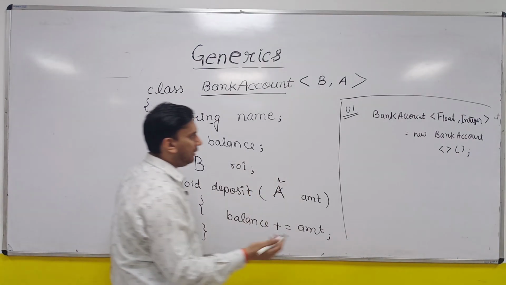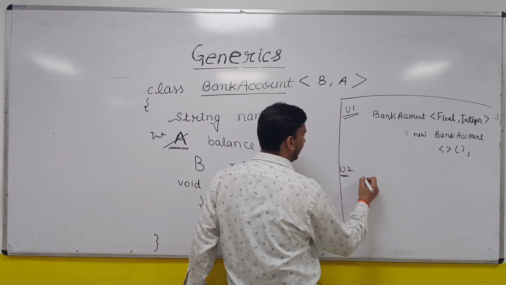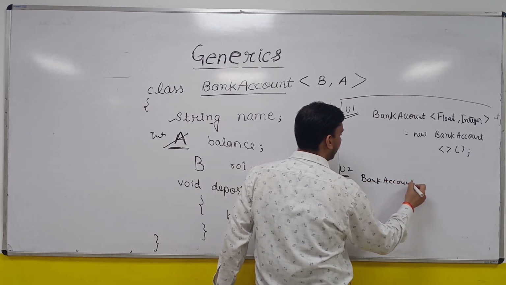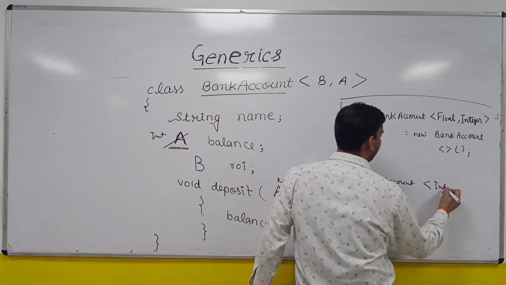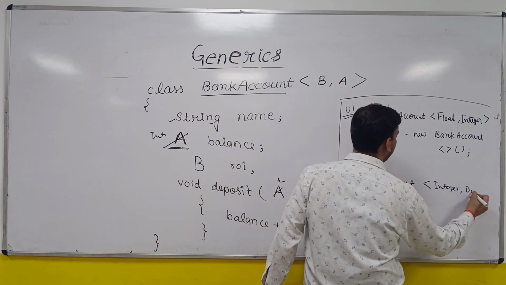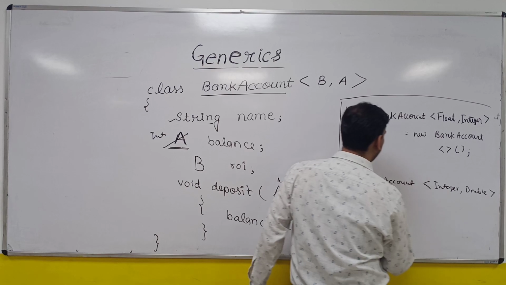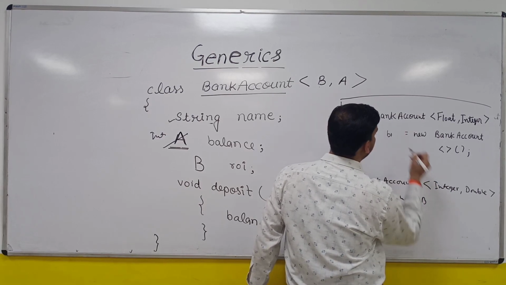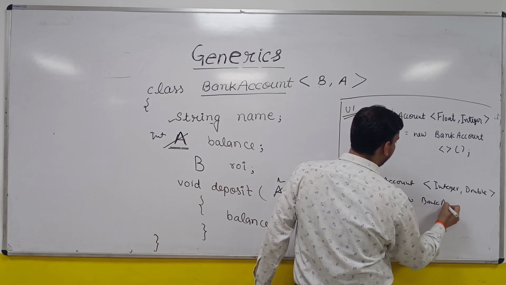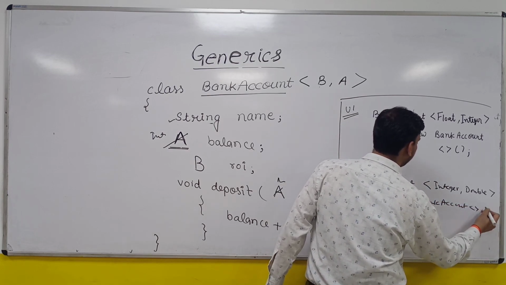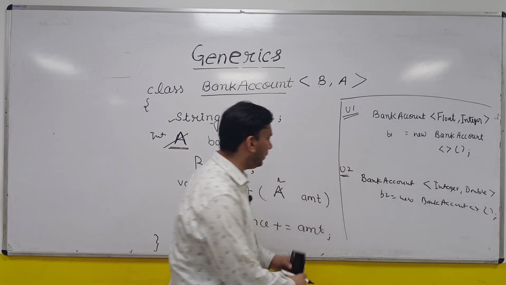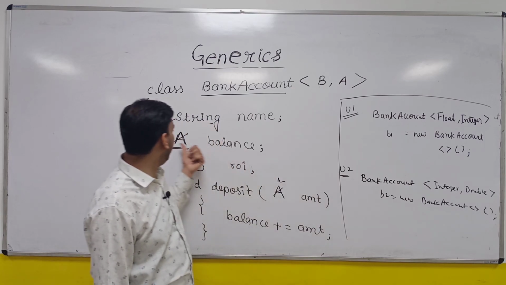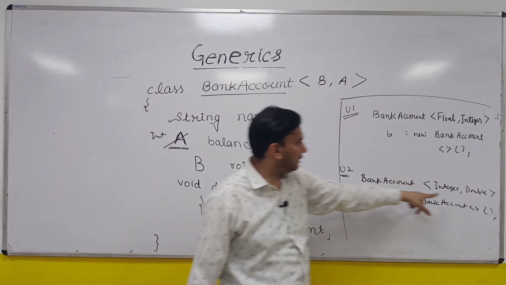Right? Similarly, U2, the second user, has created the object like this: bank account, integer, comma, double, B2 is equal to new bank account. So now what will happen for user 2? What will be the type of balance? For user 2, balance is of A type. A is replaced by double.